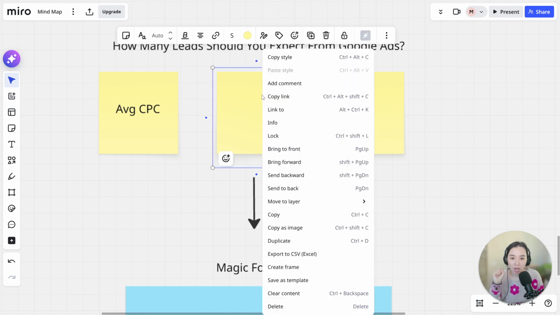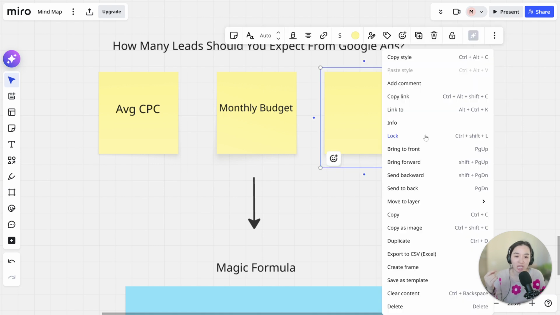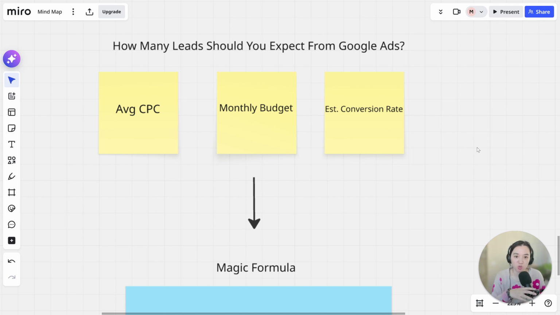Once you have that number, I want you to look at the next thing, and this is realistically your monthly budget. How much budget are you allocating per month? Because knowing your budget, this is your constraint here. Ideally, you would have unlimited budget, but as a business owner, you have to allocate a certain amount. It's not going to be unlimited. So what's your monthly budget? And also the last piece of the pie is going to be the estimated conversion rate.